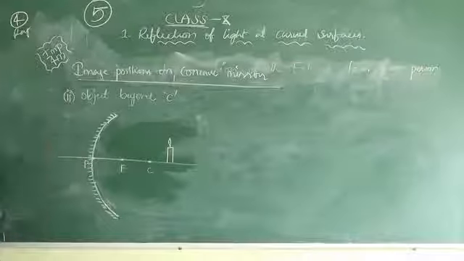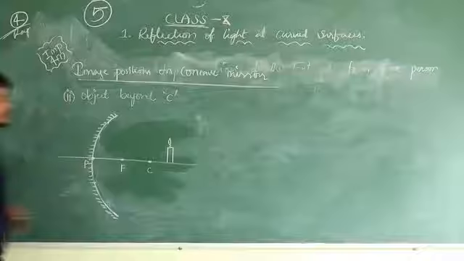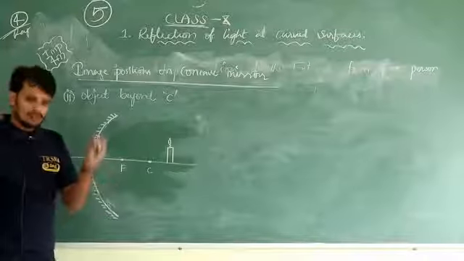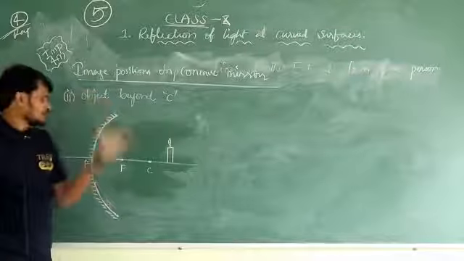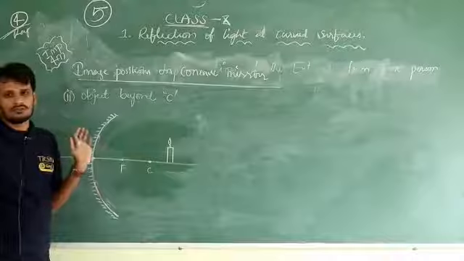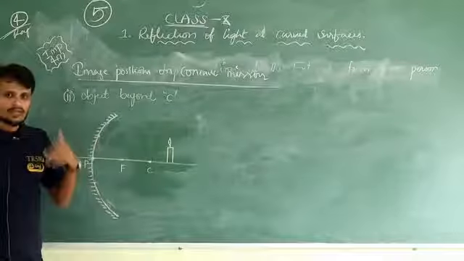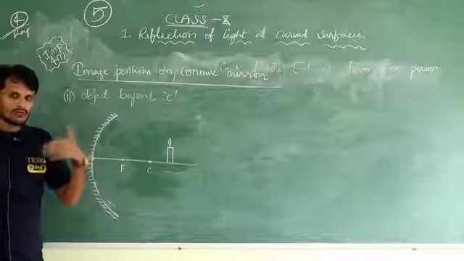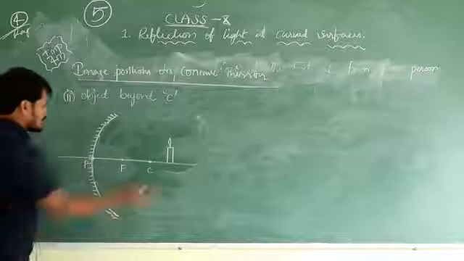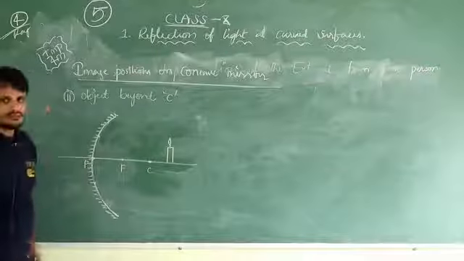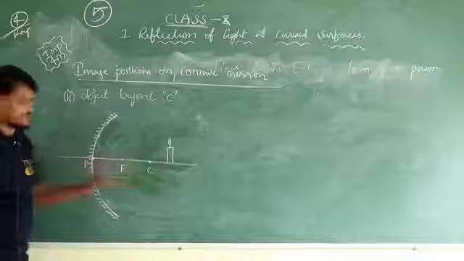I explained the 4 ray diagrams. From those 4 ray diagrams, take any 2 to show the image position. Let me explain how I'm taking 2 rays. Now I am placing the object beyond C.